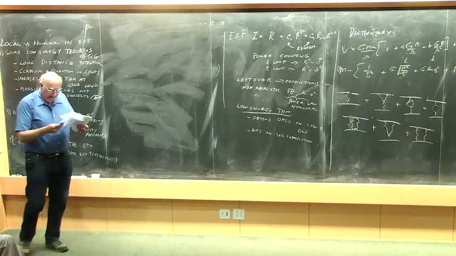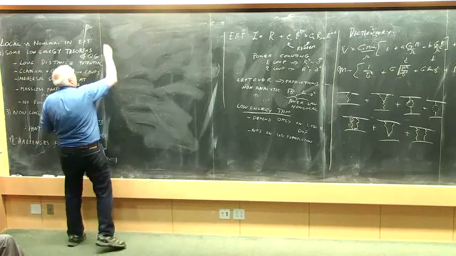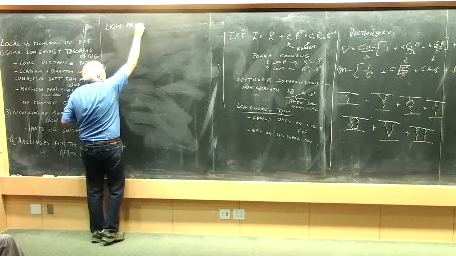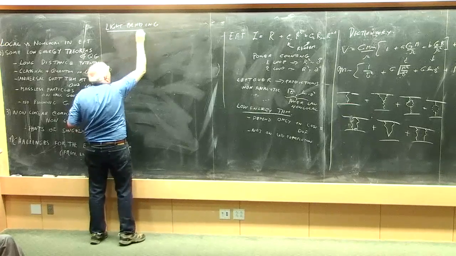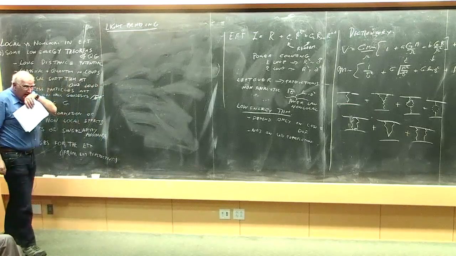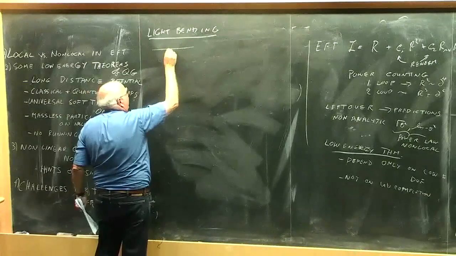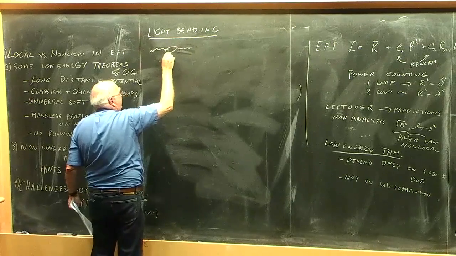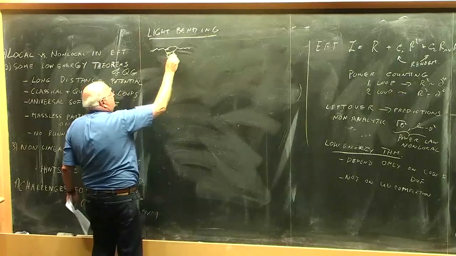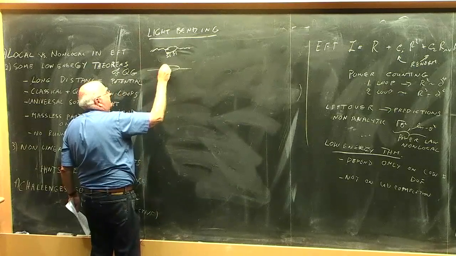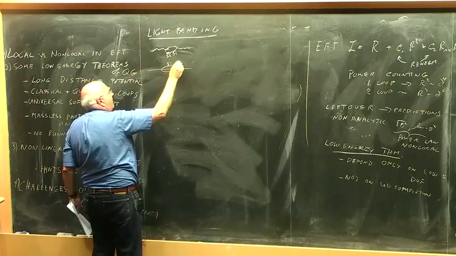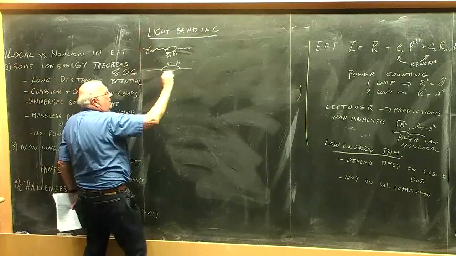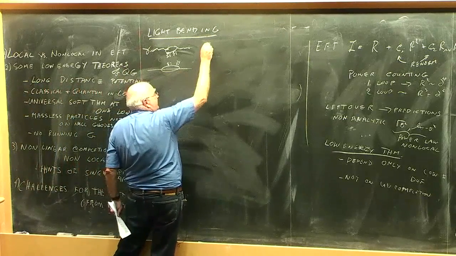Let's do another. It's another scattering problem. This is light bending. So here we've got photons coming in, photons going out, and these are gravitons. And you take the vertex that you have down here with some scalar gravitational Compton. So these are gammas, or it was also done for massless scalars.